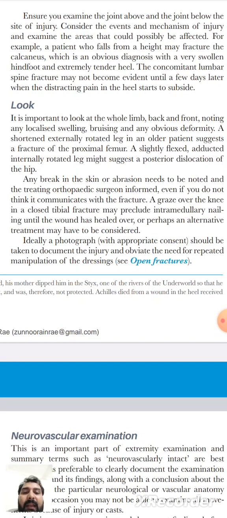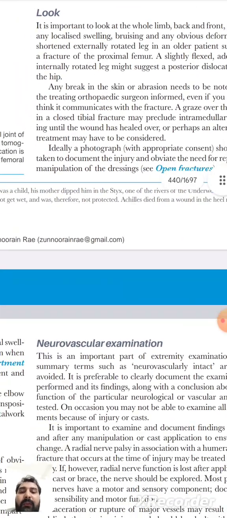Ideally, a photograph should be taken to document the injury and obviate the need for repeated manipulation of the dressing. When the patient comes in emergency with open wound, we should take the photograph and attach it with the file of the patient, because when the patient goes to the ward, other doctors want to see the wound and they have to open the dressing. And if we have already taken the photograph of the wound, every visiting surgeon can see that and there would be no need to open the dressing repeatedly. So take a photograph of the wound.